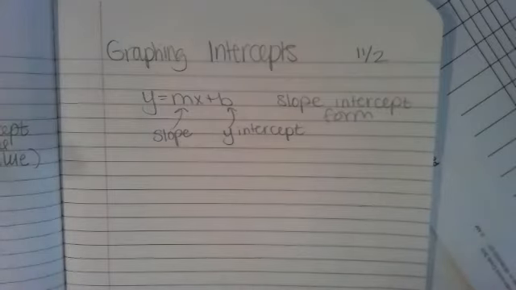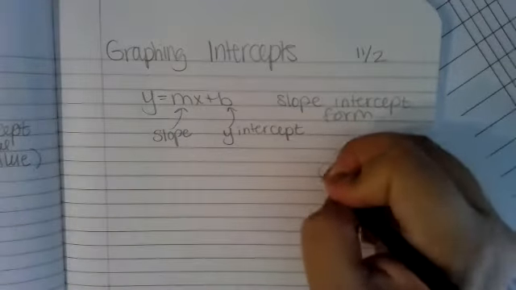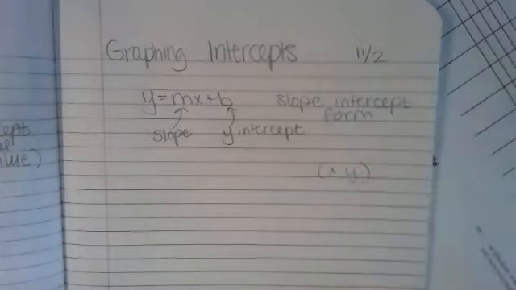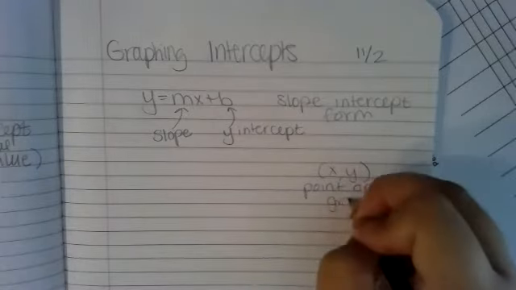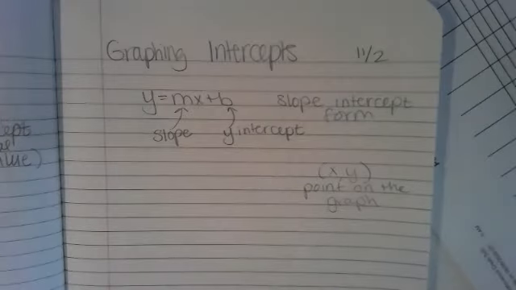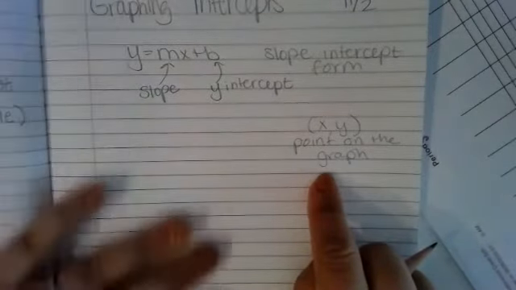So when we talk about intercepts, we're talking about where my line crosses the axis. If it crosses the y-axis or the x-axis, then it's crossing a point on the graph. And when we write a point from the graph, we write (x, y). The intercept is a point on the graph, so we will be writing all intercepts in this format. If you do not write it in this format, it will not be correct.